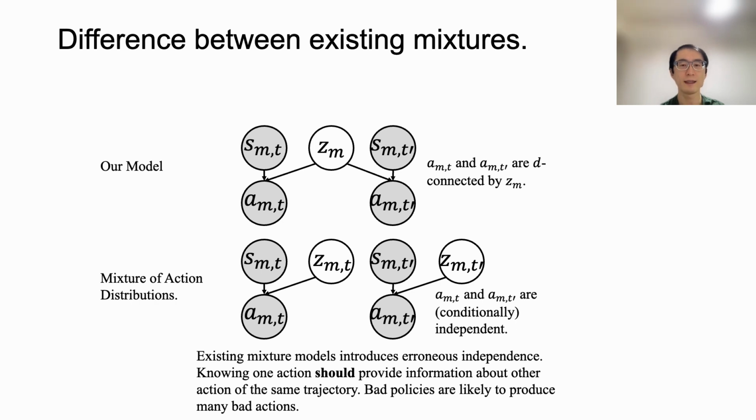Note that, as they assume the action distribution on each state is a mixture, each state action pair has a different assignment variable z. The consequence is that knowing AMT provides no information about ZMT prime. However, as the two actions are generated by the same policy, such independence is unrealistic. Intuitively, good policies tend to produce good actions, and bad policies tend to generate bad actions.